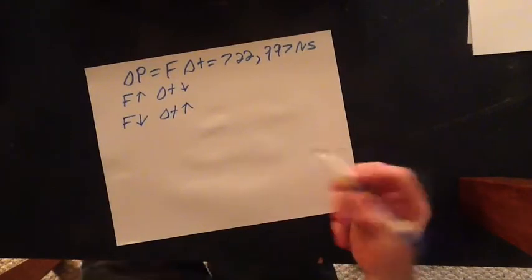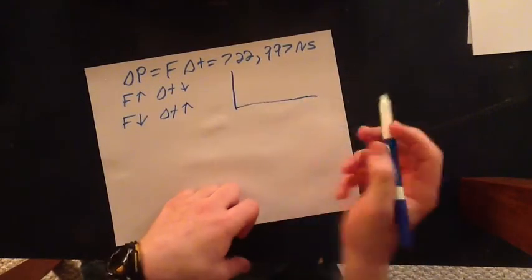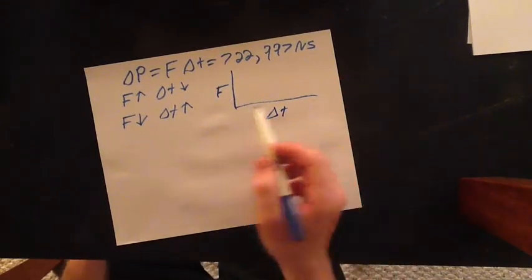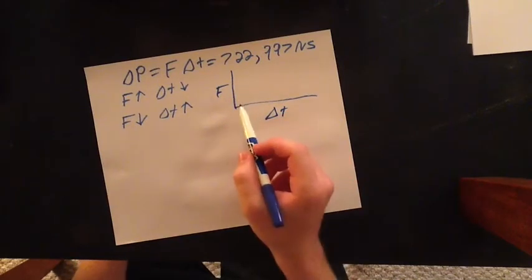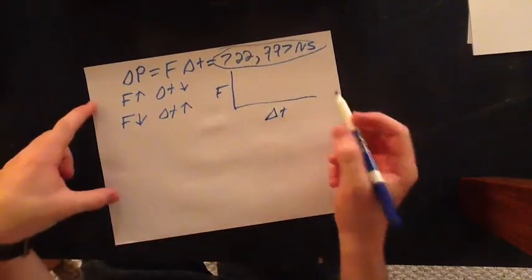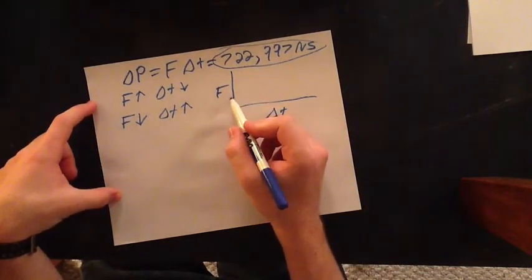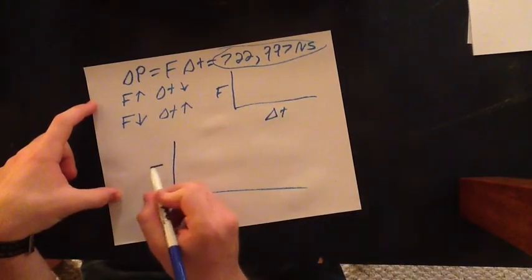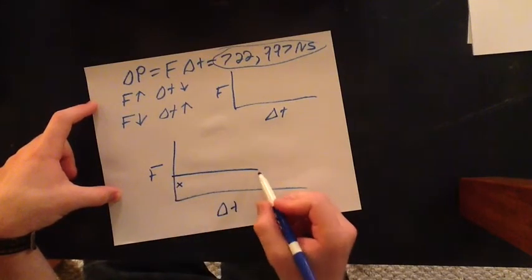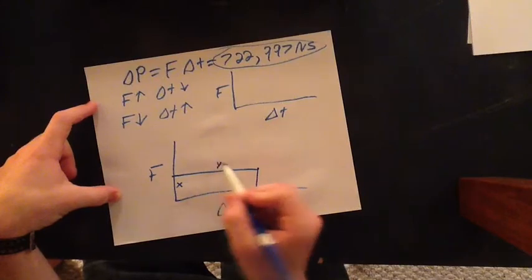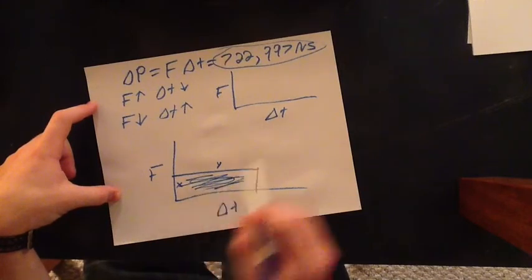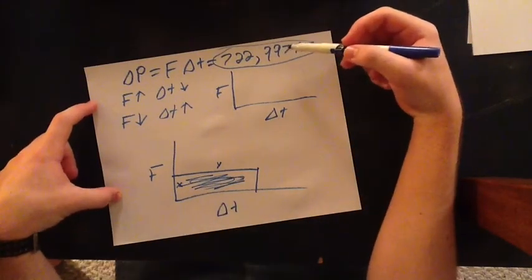So viewing this graphically, we know that on the graph of force versus change in time, the area under the graph must be equal to this value here. So let's say that we have a low force equal to x and a large time equal to y. It is known that this area under the graph here must equal 722,997 Newton seconds.